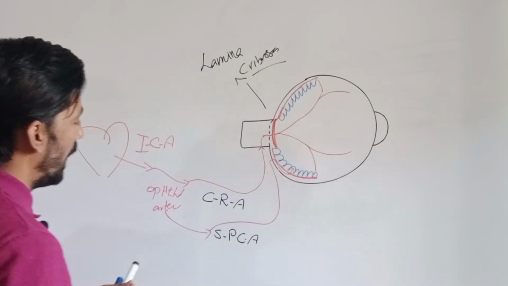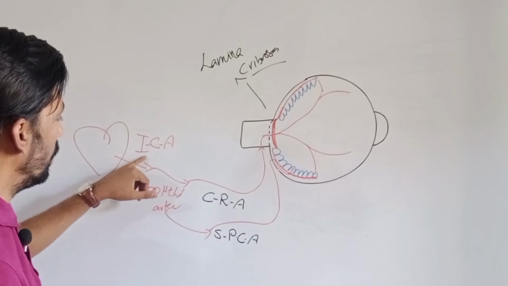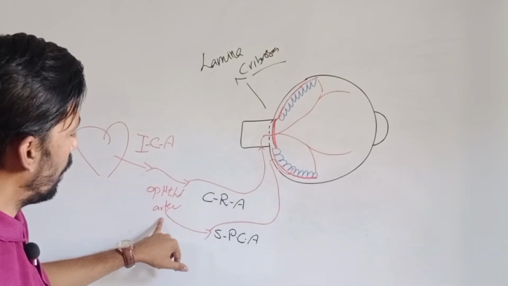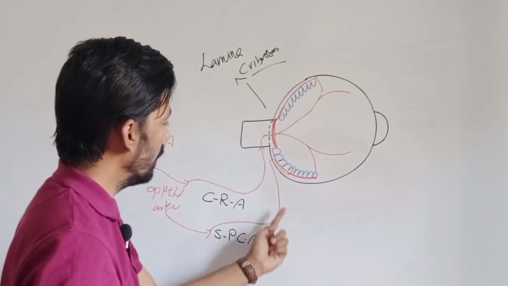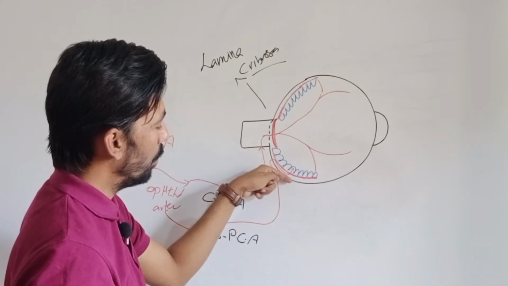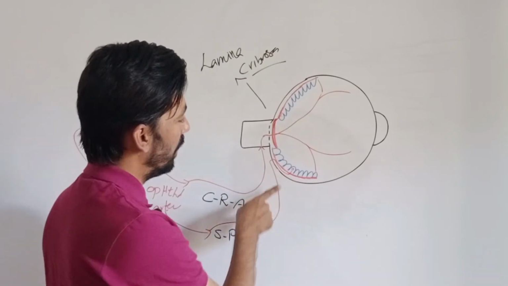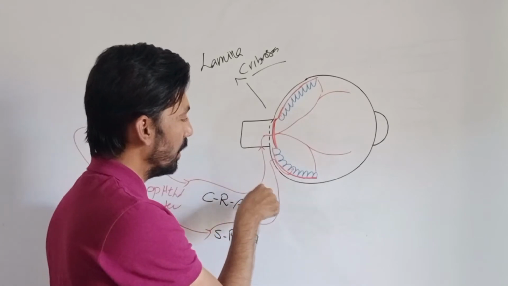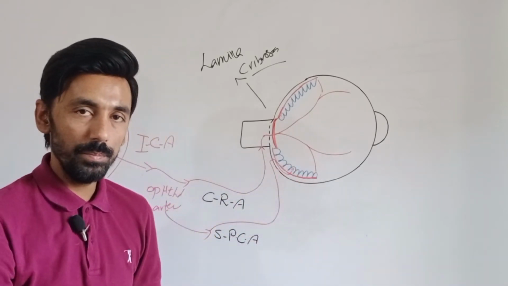So you have to keep in mind that the short posterior ciliary artery will come from the internal carotid artery, then the ophthalmic artery, then the sub branch of the ophthalmic artery is the short posterior ciliary artery. It will pierce into the sclera directly. It will travel for some time in the suprachoroidal lamina, and then it will give supply to the choroid, right? And after giving supply to the choroid, it will penetrate into the retina, right?